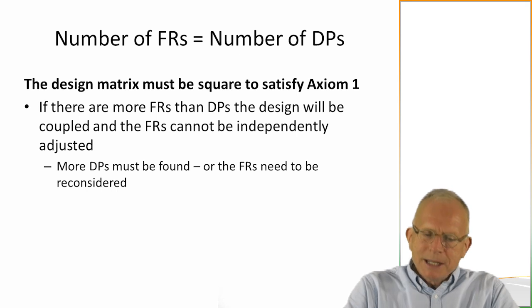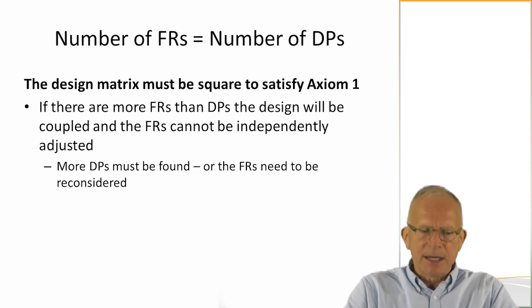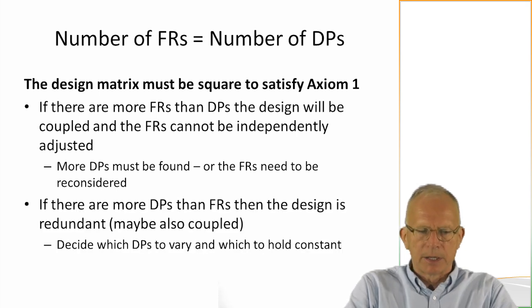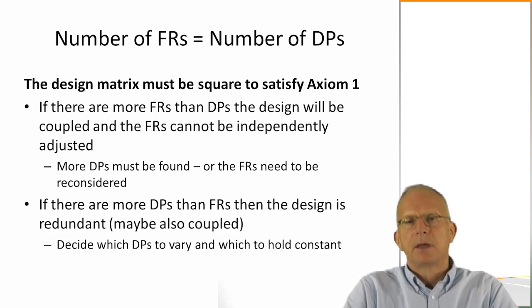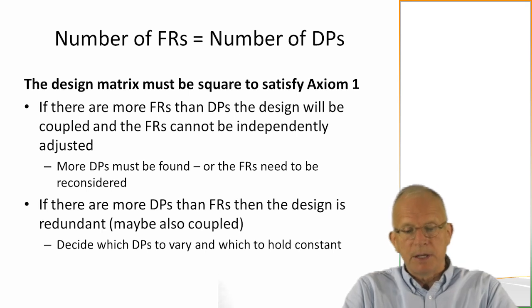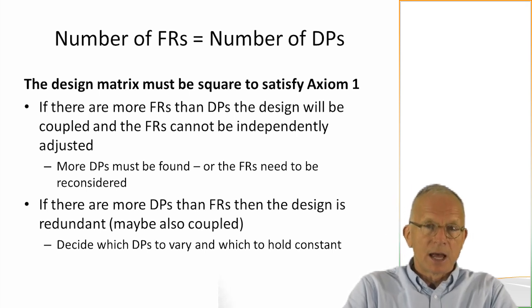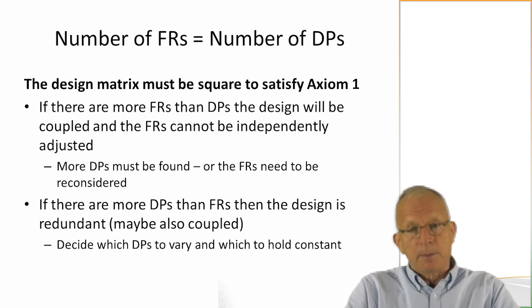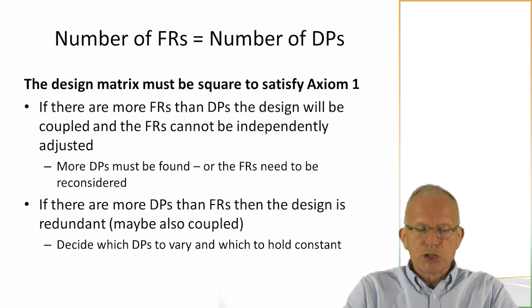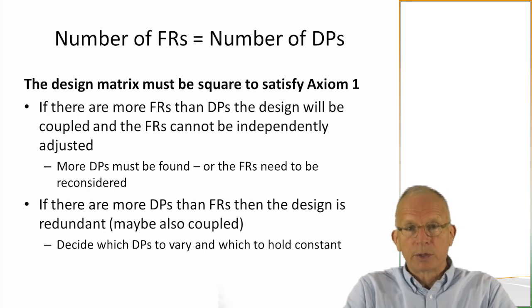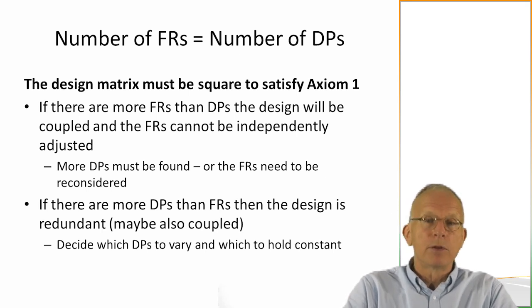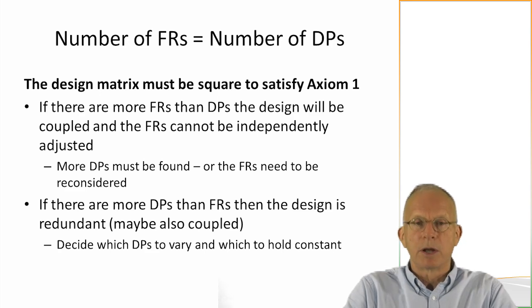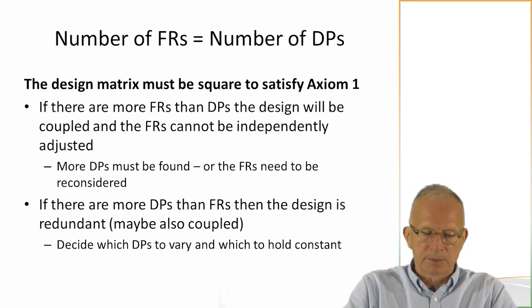If there are more FRs, in this case I need to find more DPs, or reconsider, do I really need all those FRs? In the other case, where there are more DPs than FRs, then the design is redundant. It might also be coupled. And then we need to decide which DPs to vary and which to hold constant. So if I've got more than one way of changing an FR, I need to say, all right, which one do I want to use, and perhaps under which circumstances.